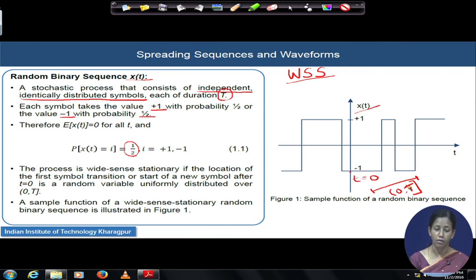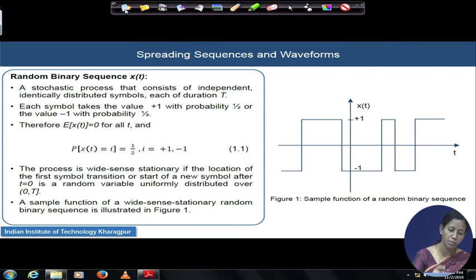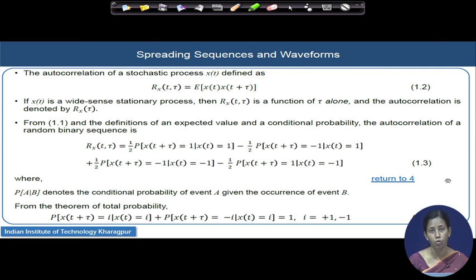Why we are talking about this wide sense stationary process is that it will be relevant when we go through the autocorrelation property of the spreading sequence. Why we are interested in the autocorrelation and cross correlation properties of a sequence, we will learn once we discuss the usage of these two properties in view of the communication system design. In the next slide, let us first enter into the autocorrelation property.